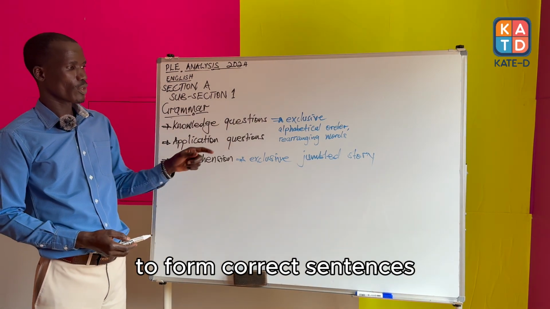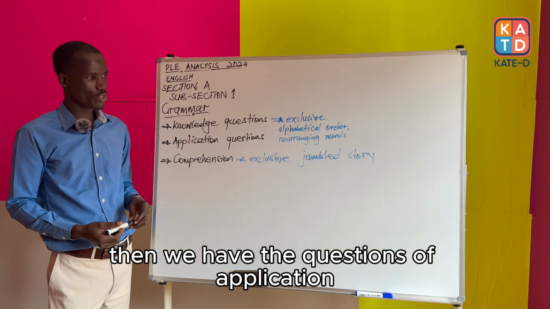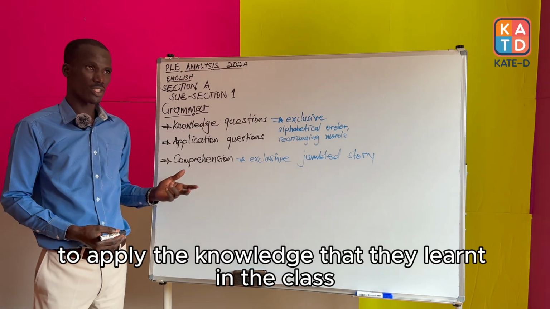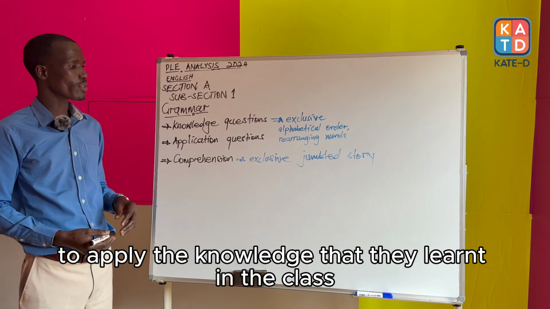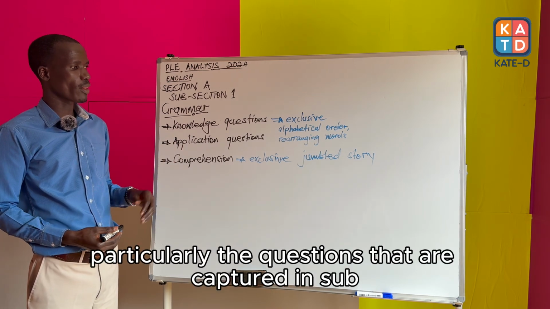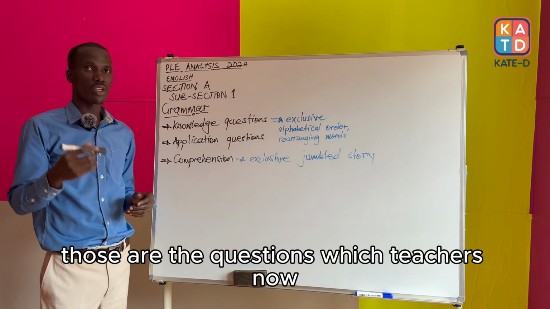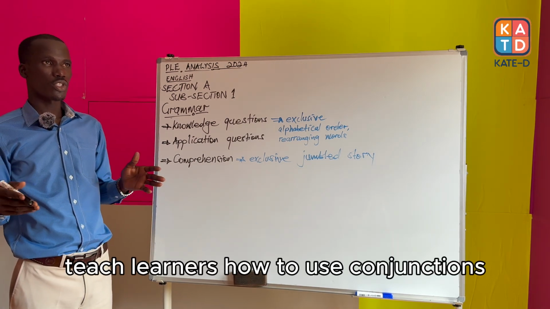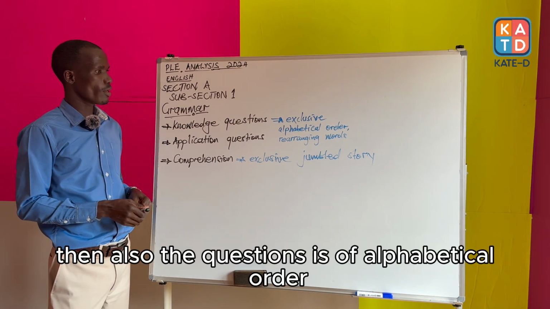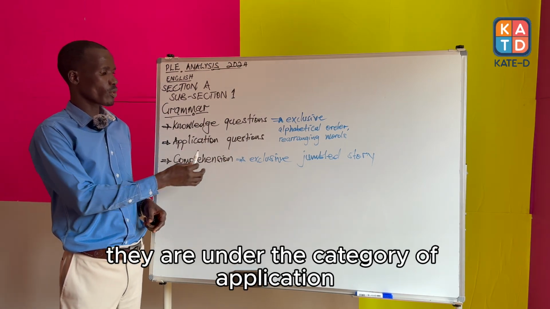to form correct sentences. Then we have the questions of application, whereby we ask these learners to apply the knowledge that they learned in the class or during various lessons. And these questions particularly are the questions that are captured in subsection 2 of section A. Those are the questions which teachers now teach learners how to use conjunctions, different language structures. Then also the questions of alphabetical order, they are under the category of application.